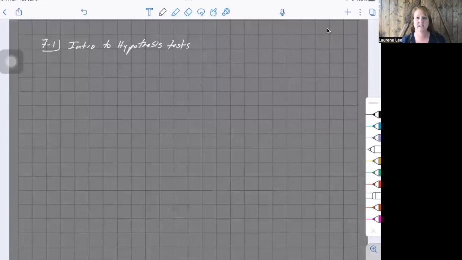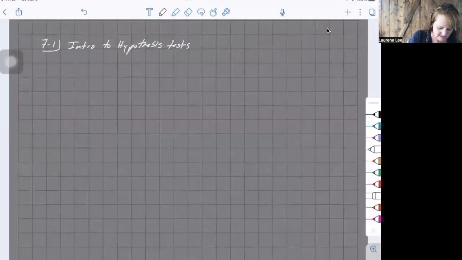A hypothesis test is a mathematical way of testing a claim that someone makes. You're watching advertisements and people make claims all the time about their products. And this is a way that you can actually statistically measure if those claims are accurate. So let's jump in with an example.